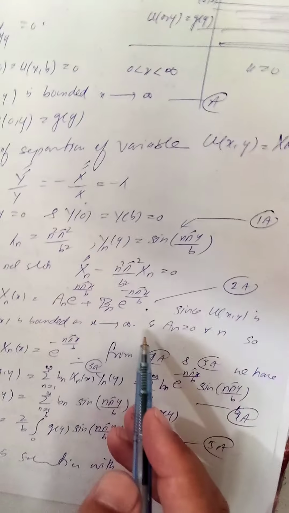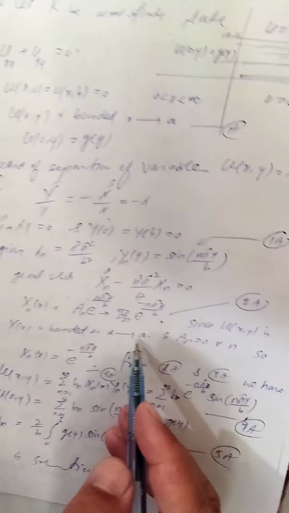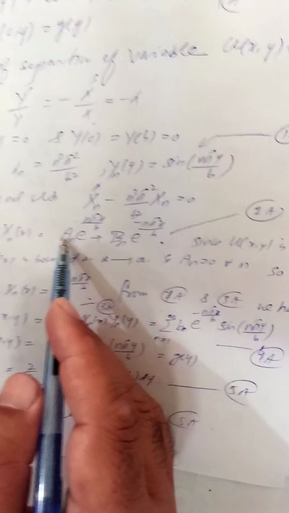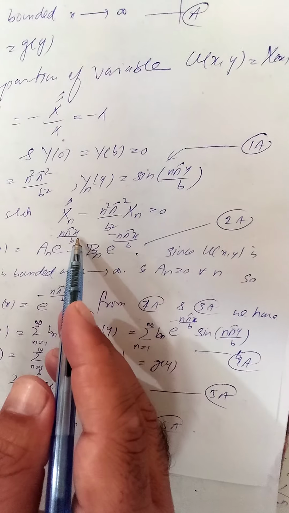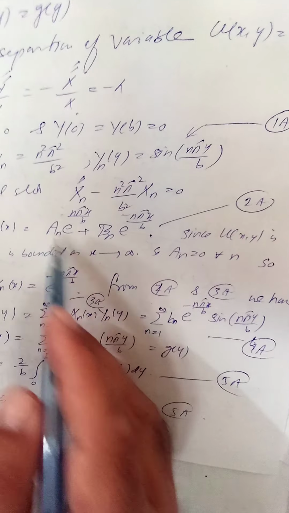Xn, the solutions become as follows. When x tends to infinity, for a bounded solution it must be that an is equal to 0, because when x tends to infinity, this tends to infinity, but the solution is bounded. Therefore we are forced to put an is equal to 0.